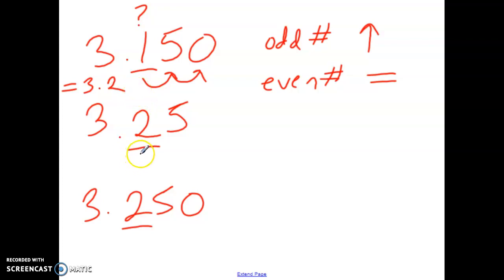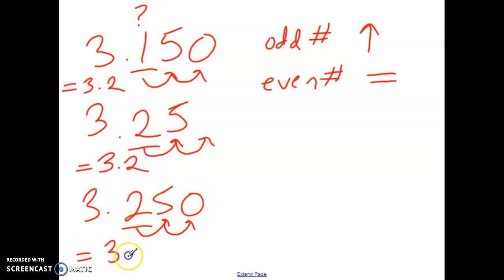This next example, I have 3.25. So you look next door, it's a 5. After the 5, there is nothing there. Because this 2 is an even number, this will stay the same to 3.2. Okay? Over here, you look to the right, it's a 5. It's a 0 beside the 5. Remember, that's the same thing as if there is nothing. Because the 2 is an even number, it would stay the same.